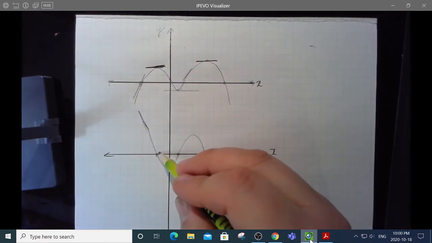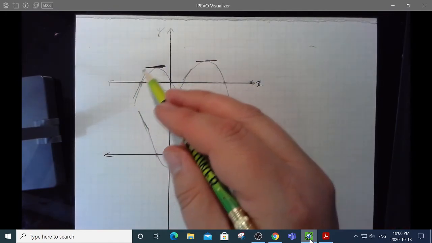And remember, this doesn't represent these points. It represents the slopes everywhere along these points.